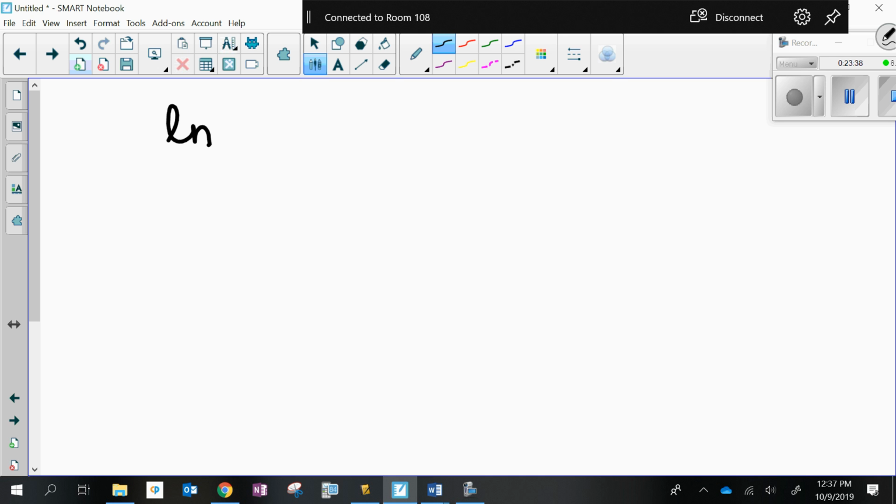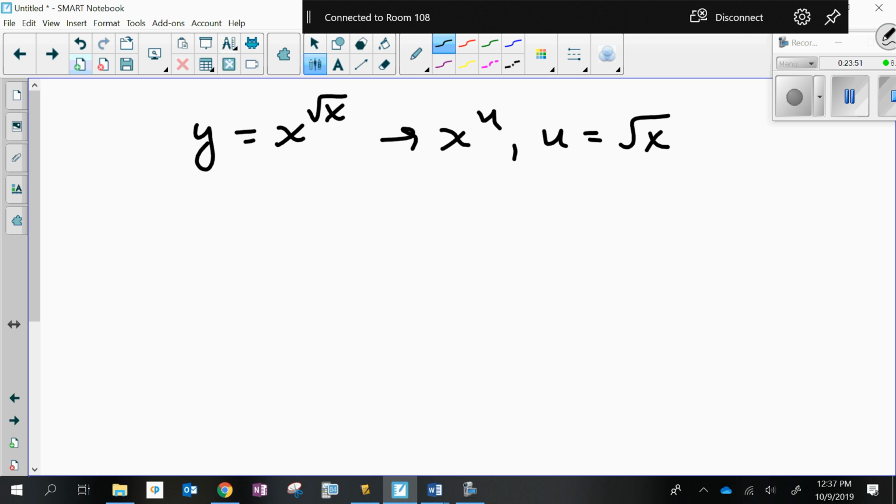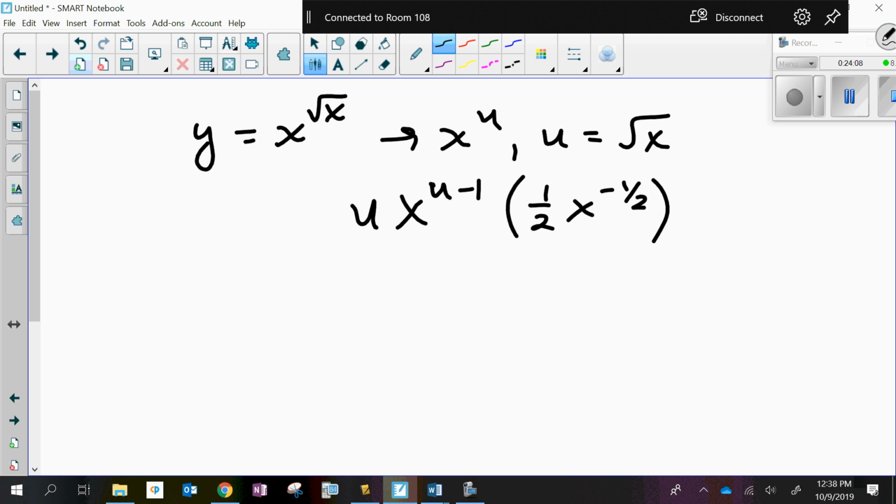Let's see. So the original problem was x to the radical x. So x to the u, where u equals radical x. And then, so what's the derivative here? U times, yeah. Right? I'm plugging back in here.